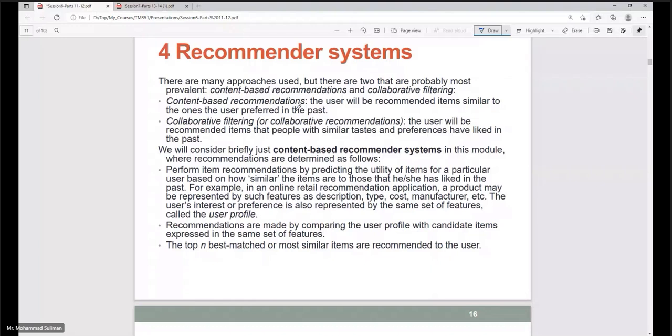Content-based means the user will be recommended items similar to those preferred in the past. What I purchased in the past, similar types of items will be preferred. For example, I purchased tissue paper from company Fine last month. So this month also Fine products will be recommended for me. This is what content-based is.